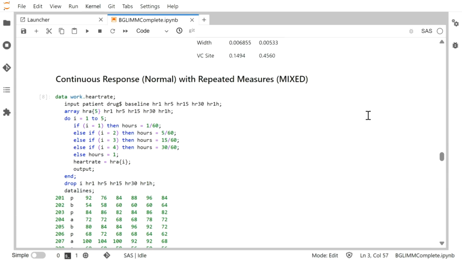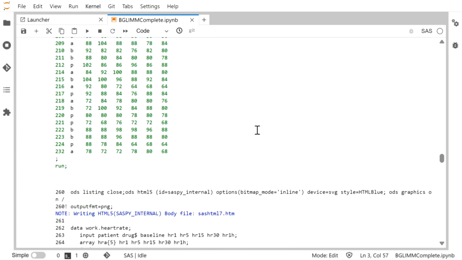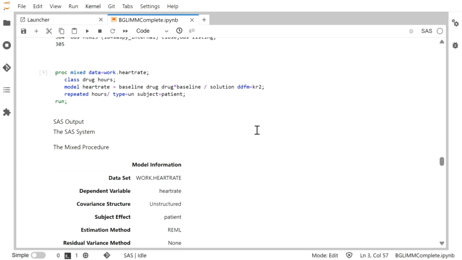Anybody in here a repeated measure user? Anybody here do repeated measure studies where you look at that R-side matrix? Here's an example of heart rate with a repeated measure. So this would be me looking at things at 1, 5, 15, 30 types of situations. There would be your PROC MIXED.